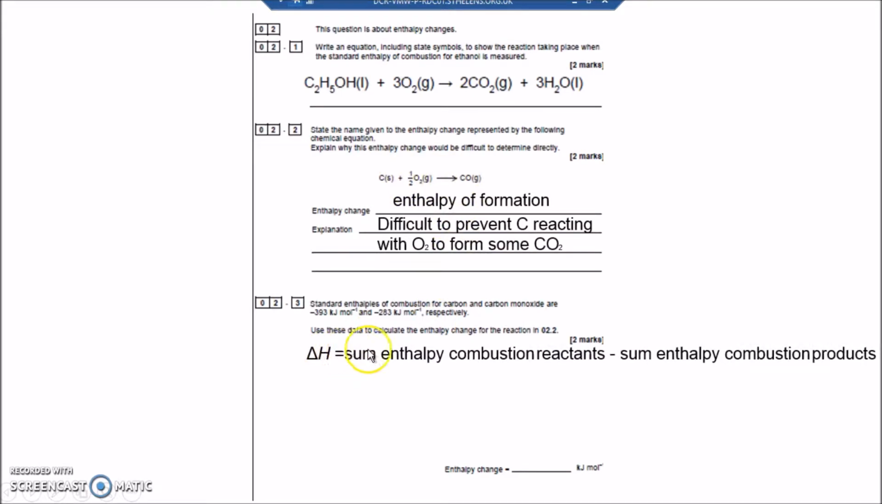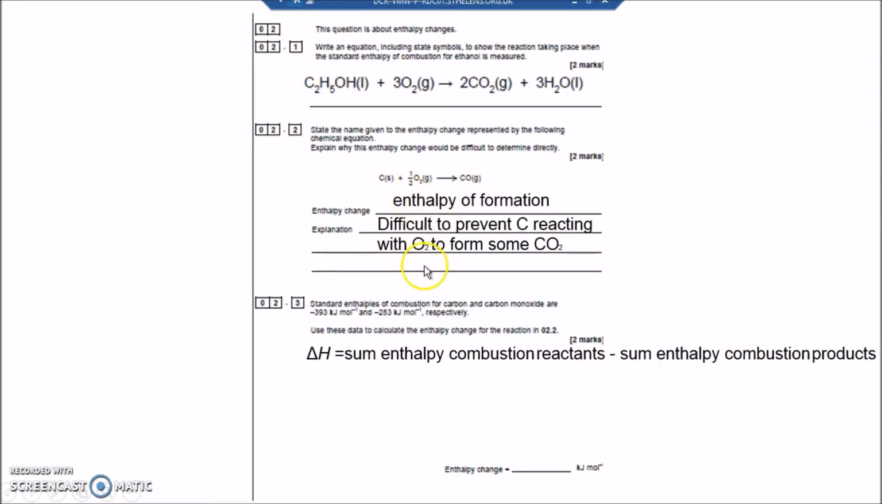So the enthalpy change is the sum of the enthalpy of combustion of reactants, take away the sum of enthalpy of combustion of the products. So you have reactants take away products, and since we're talking about combustion, it's the sum of the enthalpy of combustion of the reactants and the sum of the enthalpy of combustion of the products.